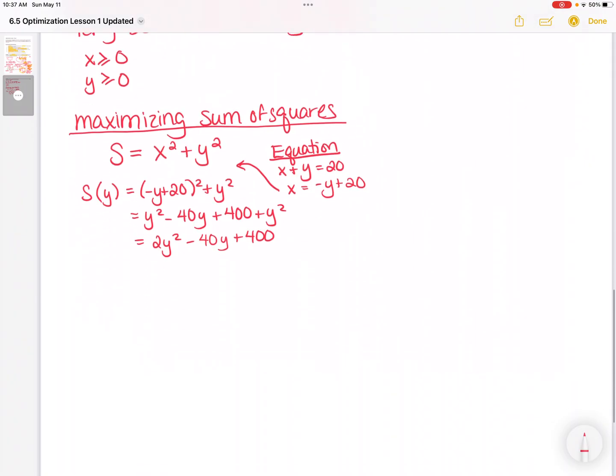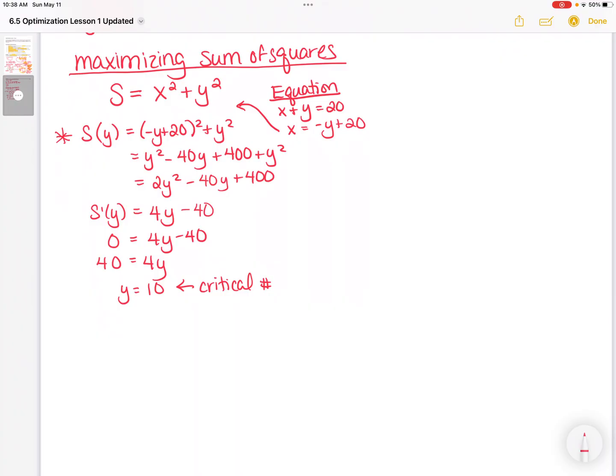Okay, great. So I'm maximizing this. So now what I'm going to do is take the derivative of this function. So I get 4y minus 40. All right, I want to find the values where I will have a maximum or minimum. So I'm going to set this equal to 0, and I'm going to solve. So y is equal to 10. So here is my critical number.